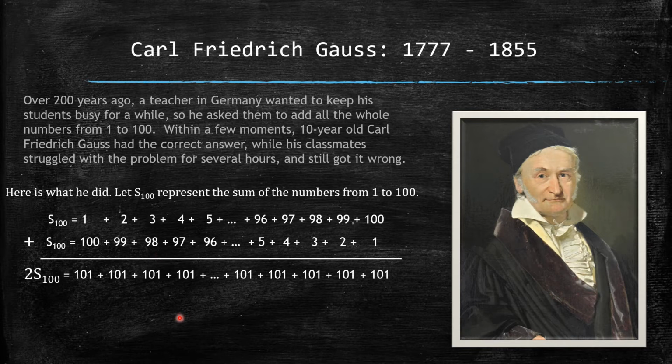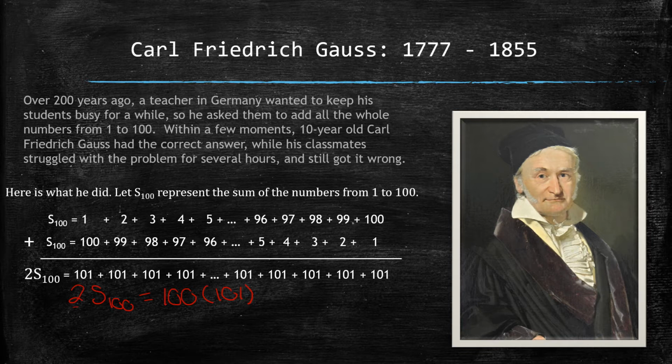So how many 101s are there? Think about that for a second. What he's got is 2 sums of 100, and that's equal to how many 101s? There's 100 of them. So it's 100 times 101. This is what made it really quick for him to do it this way.